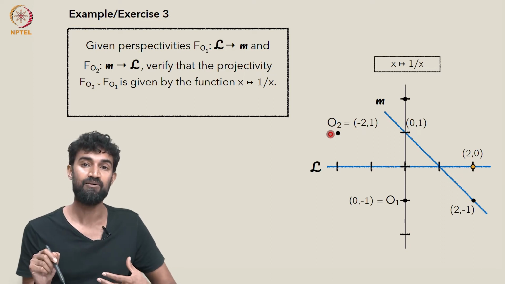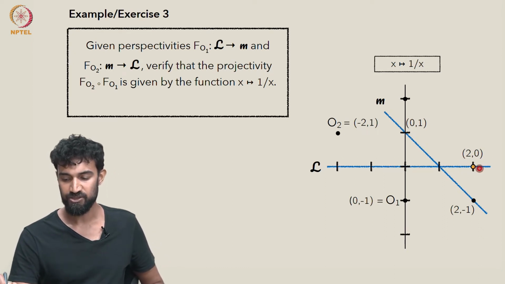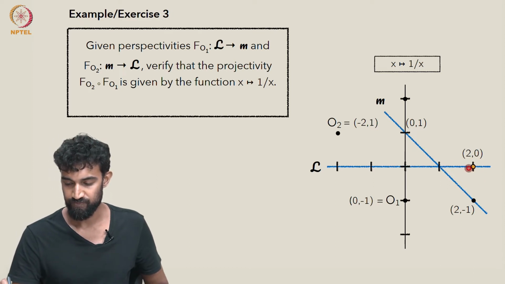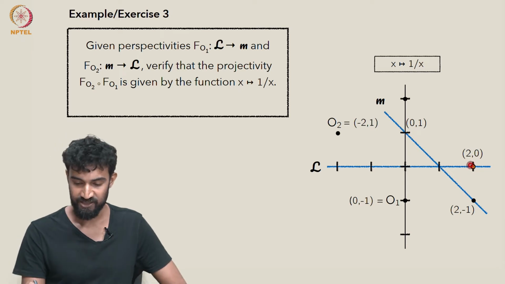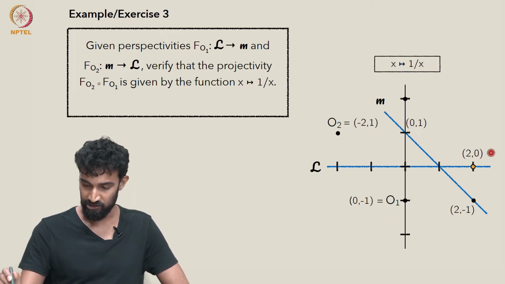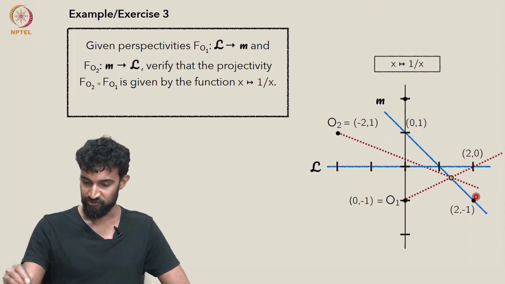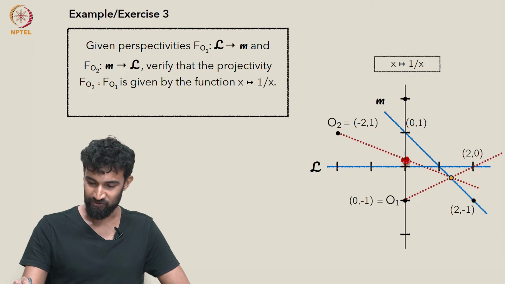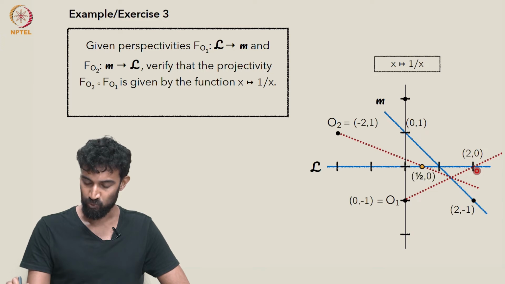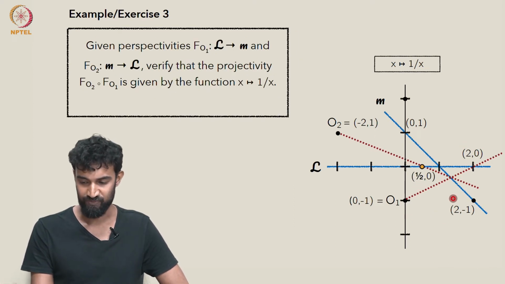So let's see how this projectivity acts on the real line. And let's do that by seeing how it acts on this point 2, 0. So where does this point 2, 0 get sent by the perspectivity FO1? That's going to send it to some place on L, namely this point here. And where is this going to get sent? Through O2. Well, if we draw a line through O2 to here, we get to a point over here on the real line. 1/2, 0. So 2 is sent to 1/2.